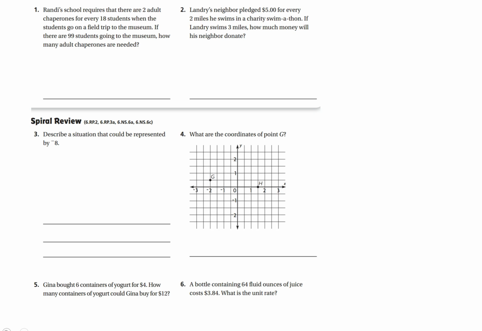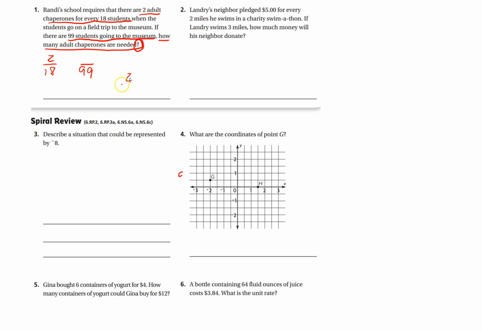Okay, number one, Randy's school requires that there are 2 adult chaperones for every 18 students. So that's a ratio of 2 to 18. When the students go on a field trip to the museum, if there are 99 students going to the museum, how many adult chaperones are needed? So 99 students. So we need to find a unit rate, okay? Because you're not going to find anything that you can multiply 18 by to get exactly 99.